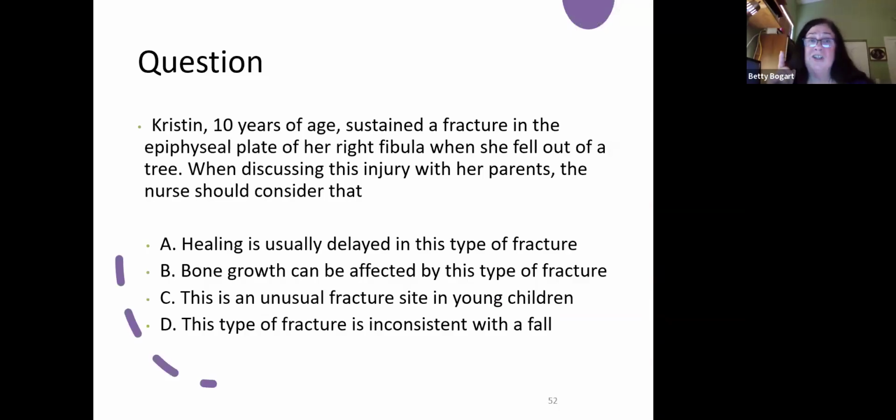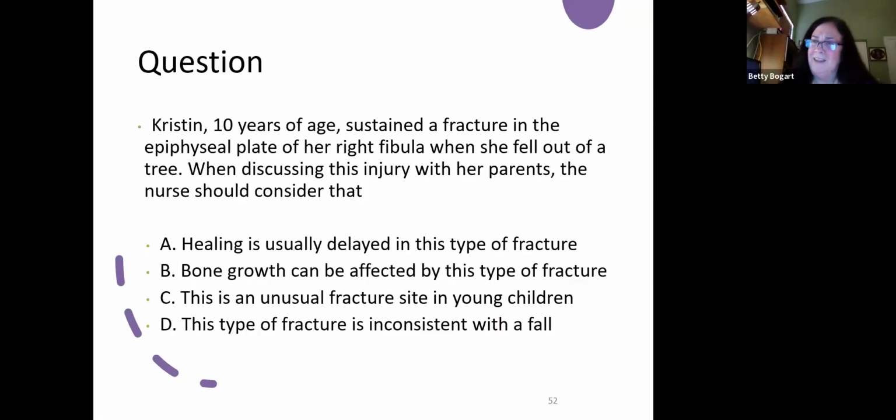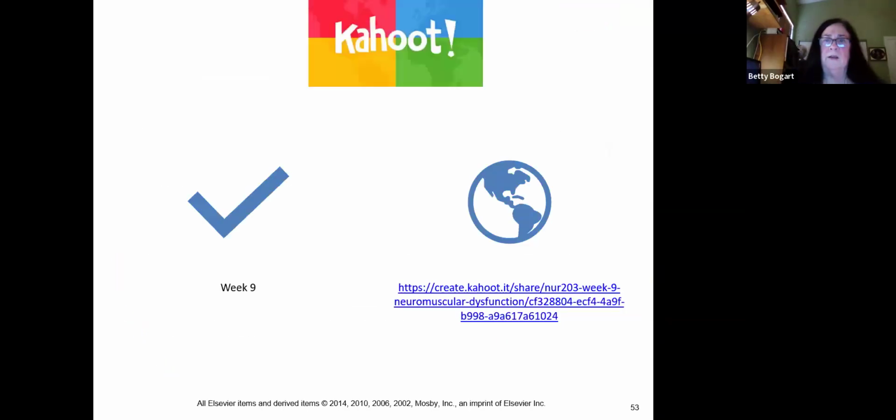So, Kirsten, she's 10 years old, sustained a fracture in the epiphyseal plate of her right fibula when she fell out of the tree. When discussing this injury with her parents, the nurse should consider what? Which one? C. It's what we call the growth plates. Yes, we're really concerned about growth and the way that bone is growing.